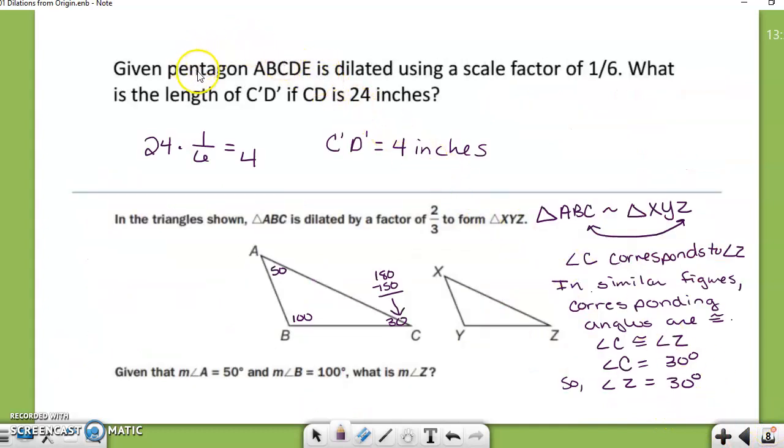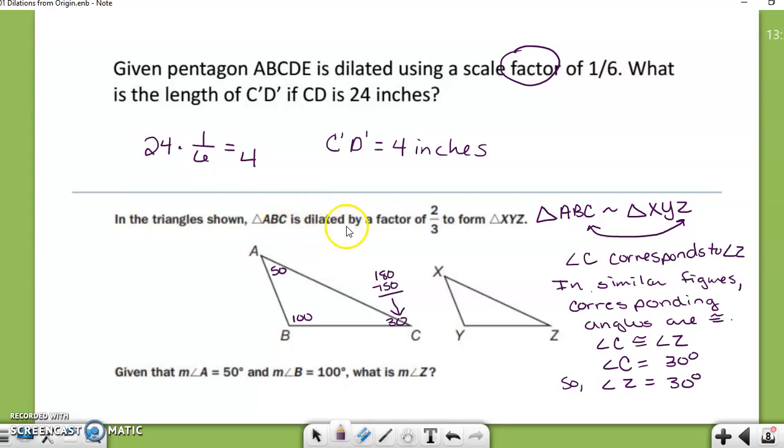If I'm going to have something such as this, where I have a pentagon dilated using a scale factor of 1/6, that means to multiply. Well, if the original is 24 inches, I multiply by its scale factor. I know that C prime D prime is 4 inches.